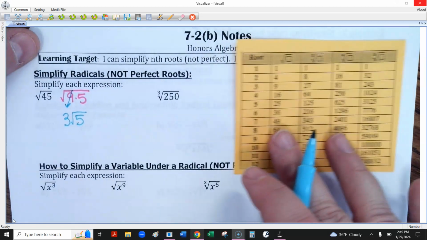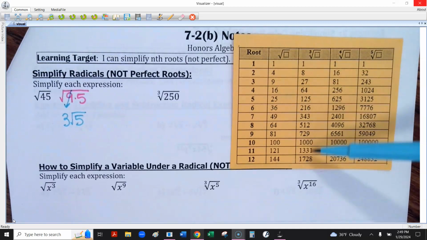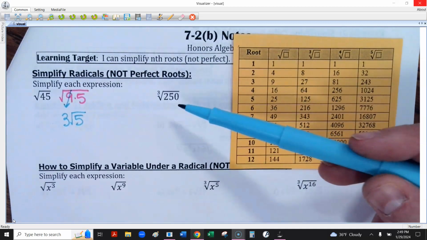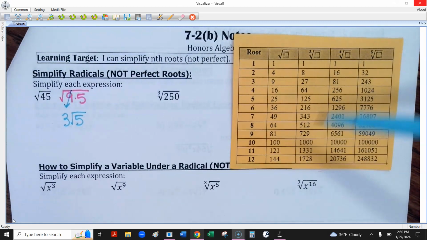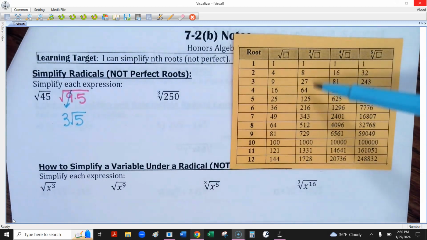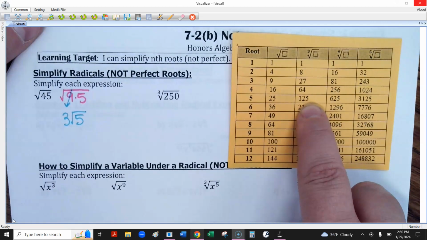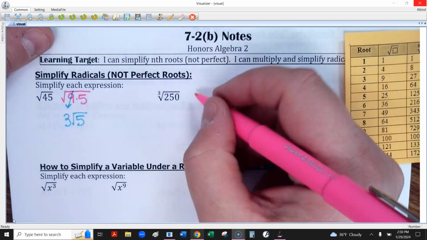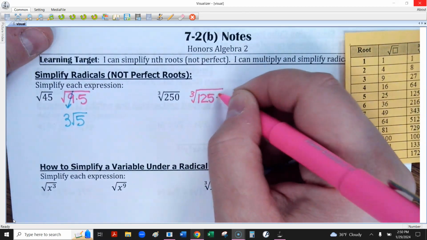Now, if you're working with a cube root, I need numbers out of that third column. So if you're not sure, you can just literally take 250 and divide by 8, divide by 27, divide by 64. See which one goes in. If you do 250, the biggest number on that list that'll divide in would be 125. So I'm going to rewrite this. This is a cube root. I would do 125 times 2.